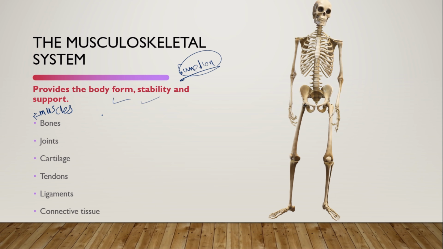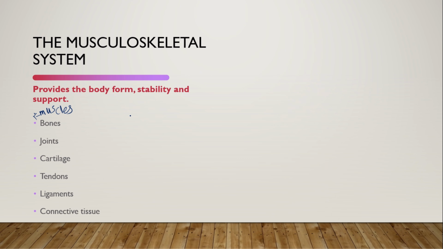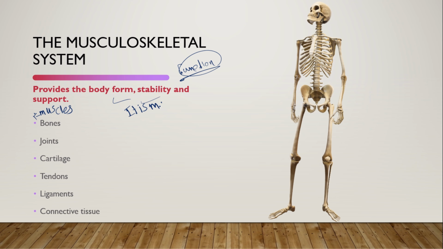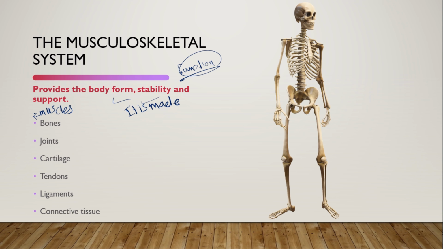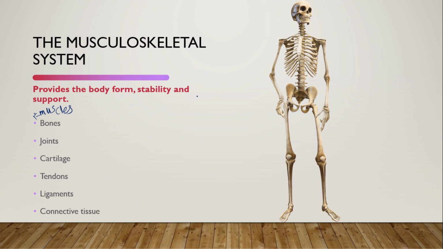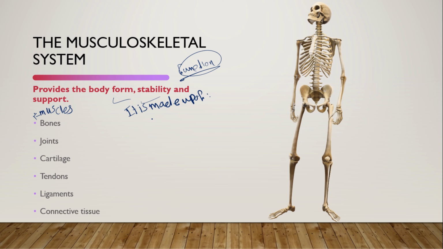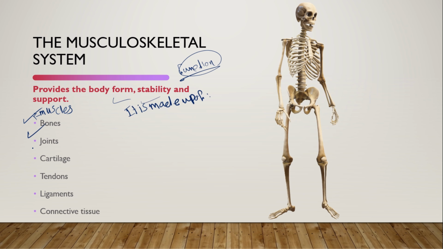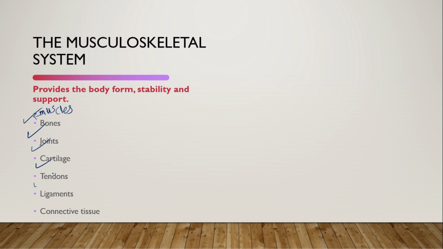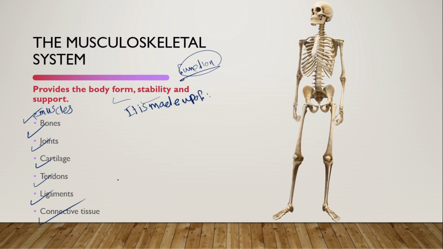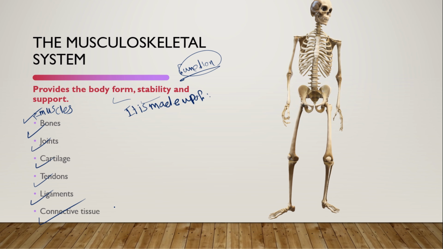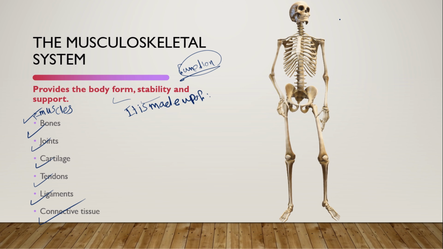Okay, so the musculoskeletal system is made up of what? Muscles, bones, joints, cartilage, tendons, ligaments, connective tissue. Connective tissue, which is the connecting tissues.